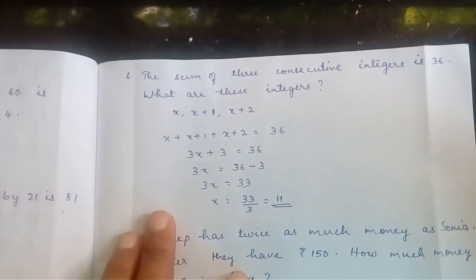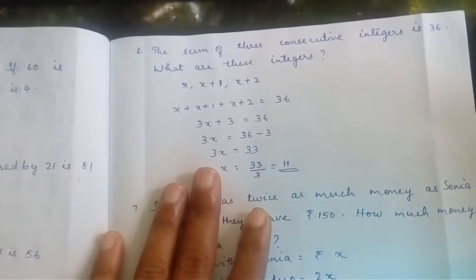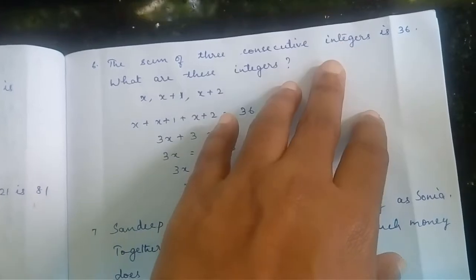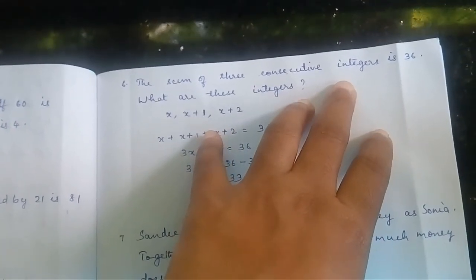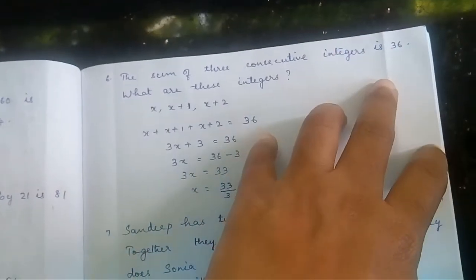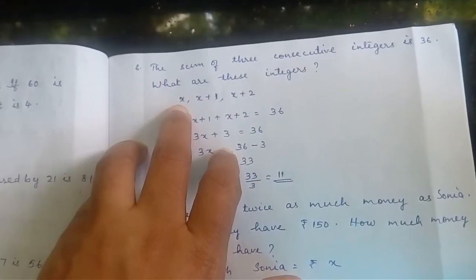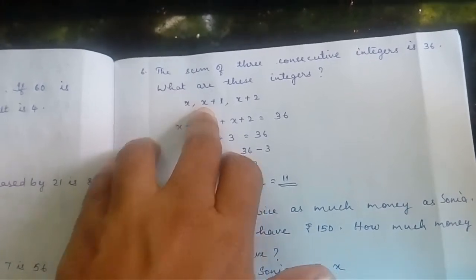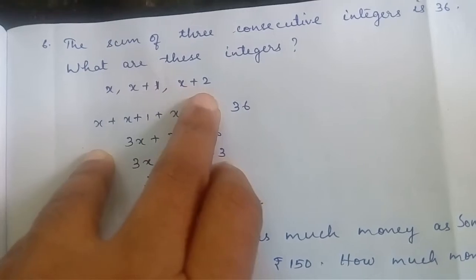Sum of 3 consecutive integers is 36. What are these integers? Next one. Consecutive integers means integers that follow one after another. Their sum is 36. So we consider one integer as x. Then what will be the next integer? Next consecutive integer will be x plus 1. Next is x plus 2.